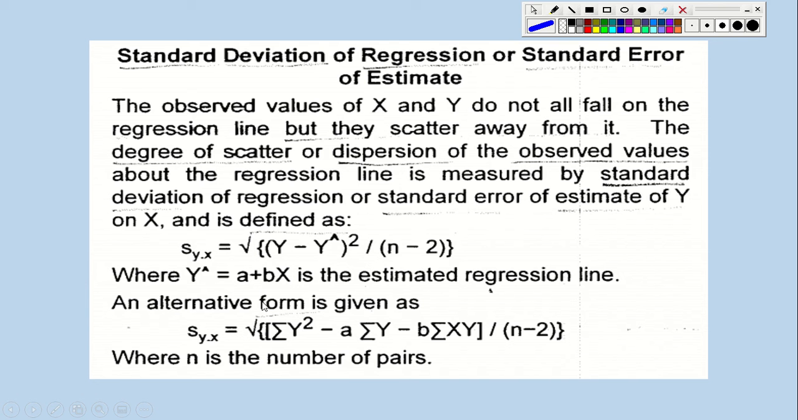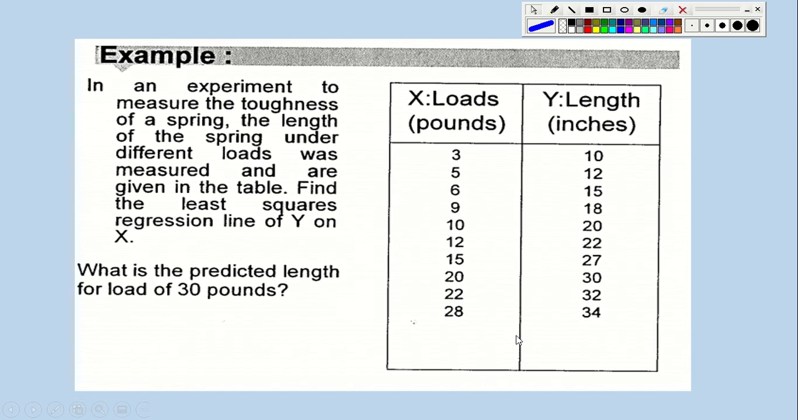An alternative form is given by syx equals under the root summation y square minus a summation y minus b summation xy, whole divided by n minus 2.